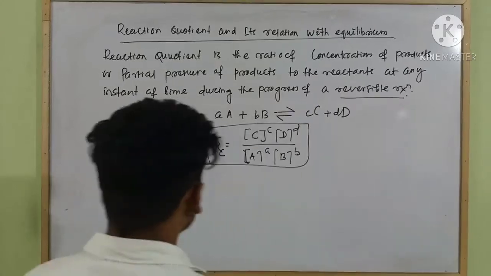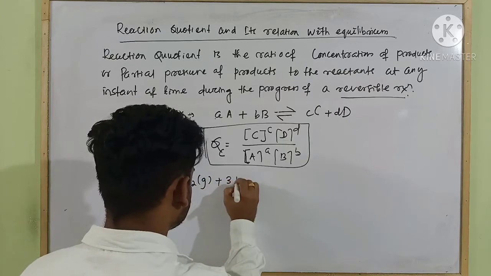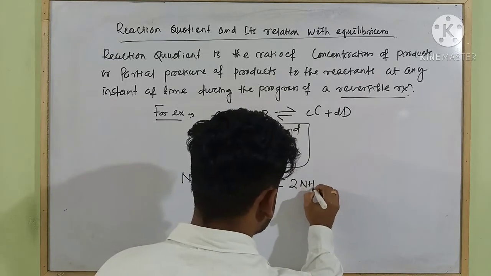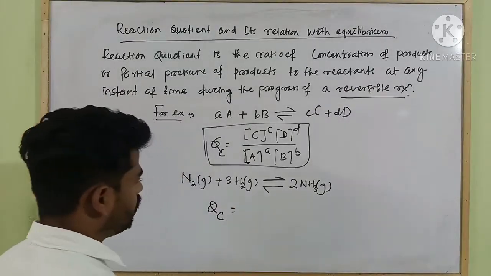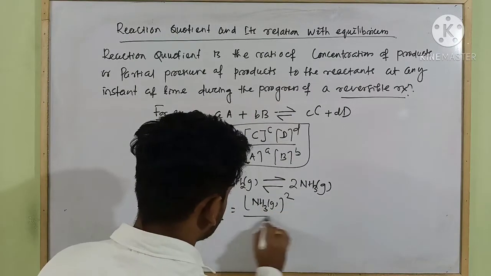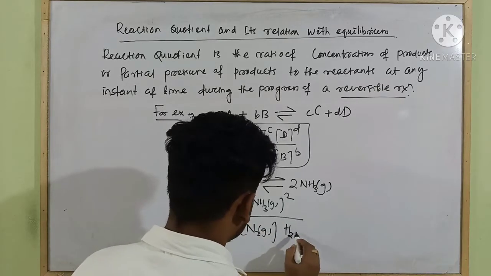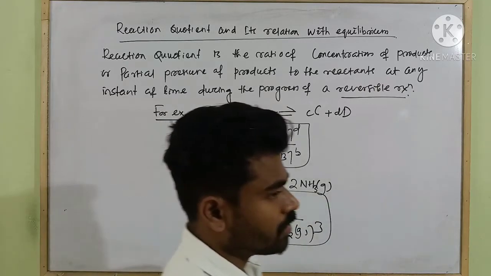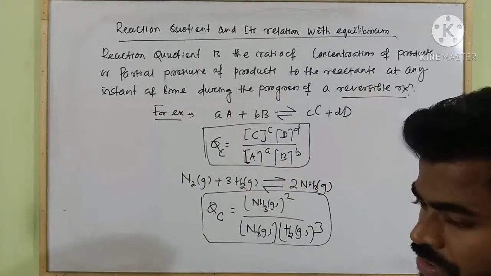Is that clear? For example, if I consider the formation of ammonia, you know, N2 plus 3H2 giving 2NH3. So if I need to write the Qc for this equation, that will be concentration of NH3 squared divided by concentration of N2 gas and concentration of H2 gas to the power 3. So this is the value of Qc. So you just take the ratio of product to the reactant at any time, that is called reaction quotient. Clear?